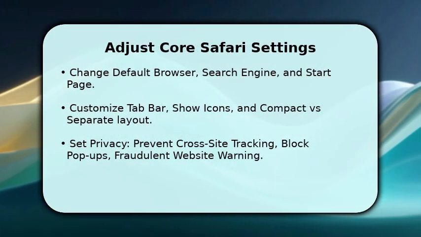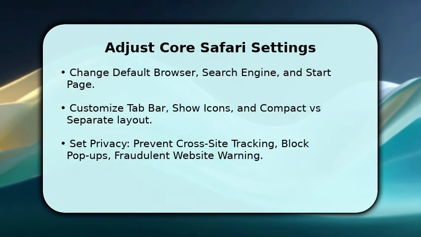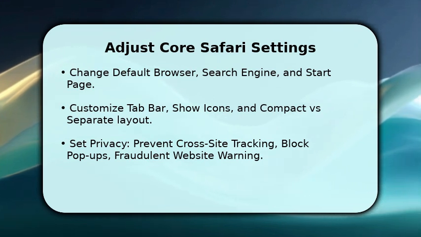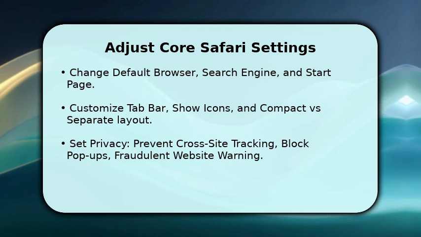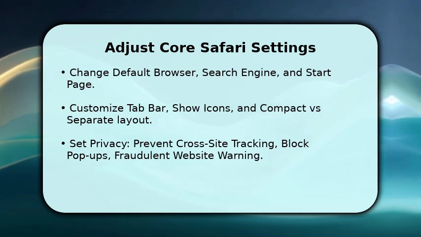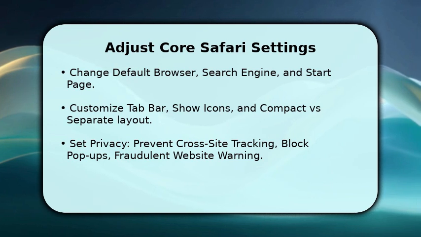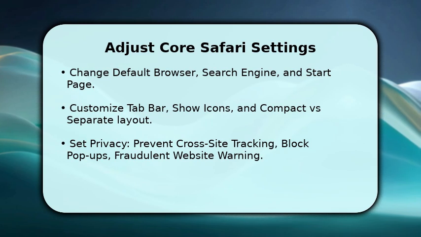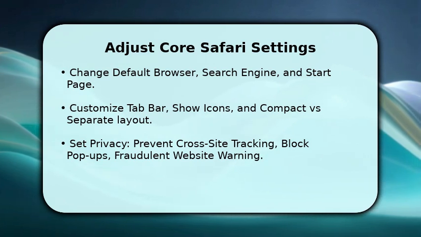You'll now change the core behaviors. Tap Search Engine to pick your default and then Default Browser app if you installed alternatives. This determines where links open. Next, adjust tabs, choose Compact or Separate and toggle Show Icons to surface website favicons. Then configure the start page, customize sections and background.